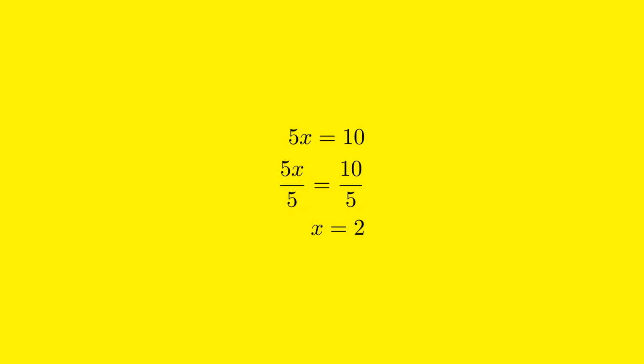So we divide the left side of the equation by 5, which is 5x divided by 5. And we divide the right side of the equation by 5, which is 10 divided by 5. When we divide 5x by 5, we get x because 5 divided by 5 is 1, and 1 times x is simply x. On the other side, when we divide 10 by 5, we get 2 because 10 divided by 5 equals 2. Therefore, after performing this step, we find x equals 2.